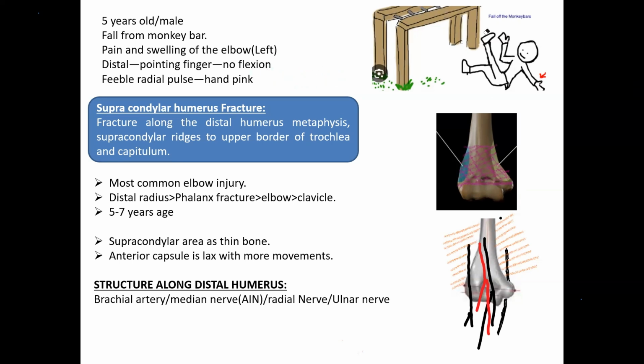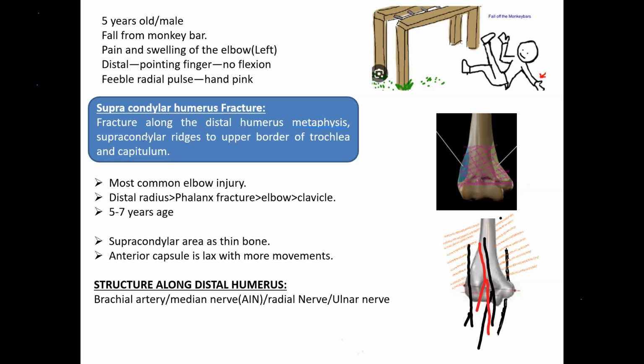Here you can see the mechanism of injury. The patient has a history of fall on an outstretched hand. So how will you define a supracondylar fracture? A supracondylar fracture is a metaphyseal fracture. It occurs at the distal metaphysis of the humerus.